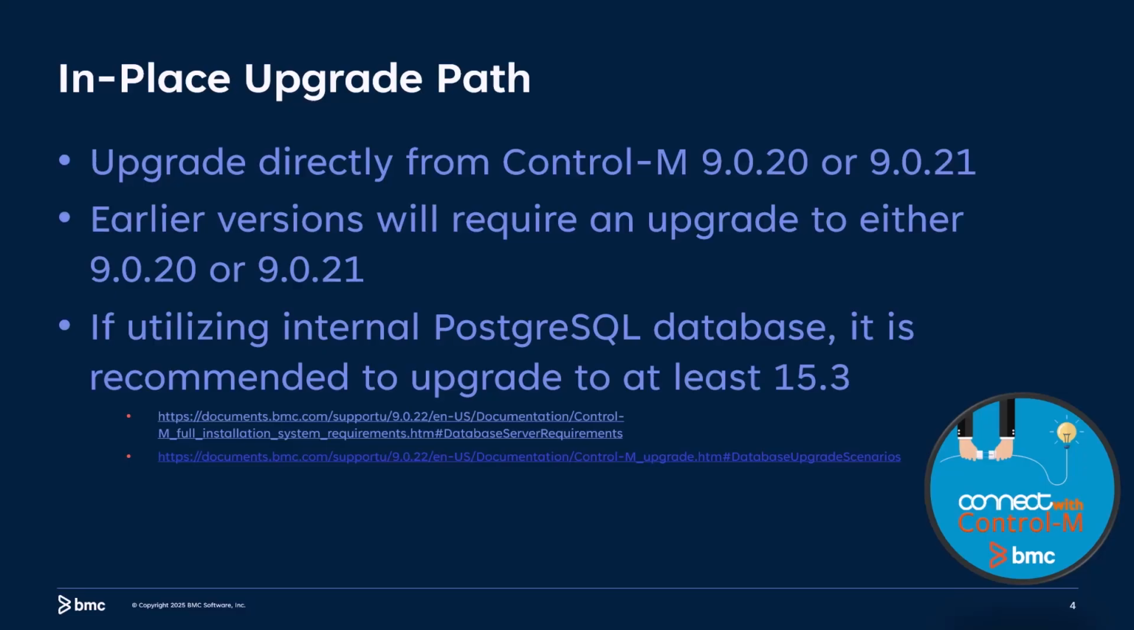Control M 922 supports a direct upgrade from either version 920 or 921. If you're on an earlier version, you'll first need to step up to one of those versions before upgrading further. One key recommendation, if you're using the internal PostgreSQL database, upgrade to at least version 15.3 for the smoothest experience. We've included links on the slide to help with system and database upgrade planning.